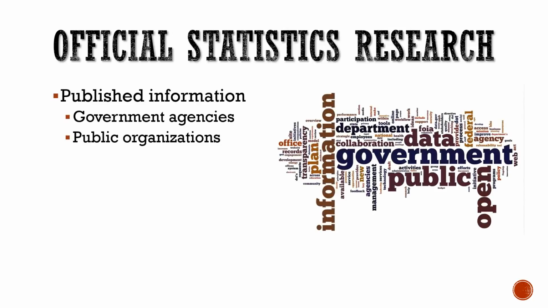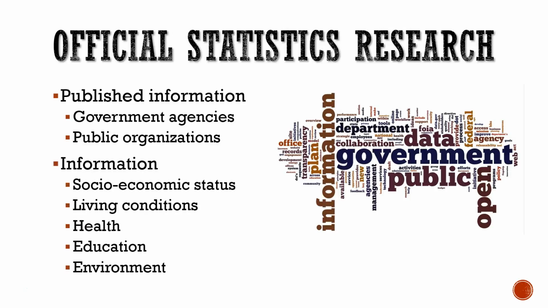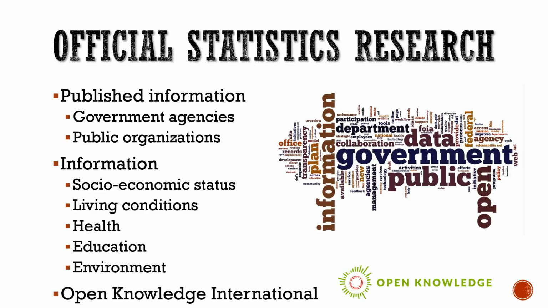Official statistics research is when you use information published by government agencies and public organizations which are open for the general public. They include socioeconomic status, living conditions, health, educational, and the environment. Organizations like Open Knowledge International are working towards creating an open database of all types of data to empower individuals and groups with the knowledge.